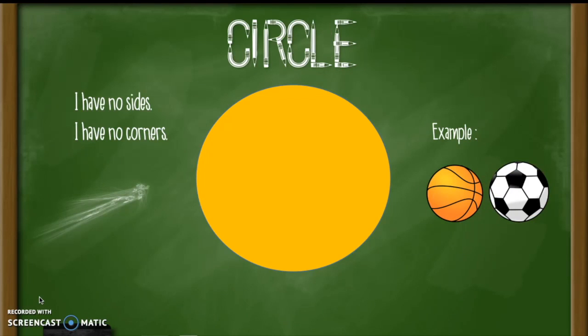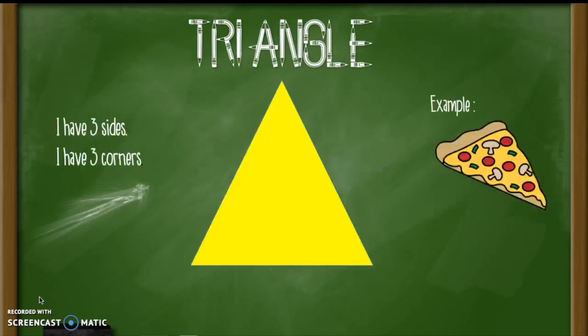The next comes a circle. A circle has no sides and no corners. An example of a circle can be found with a 2D picture of a basketball and a soccer ball.